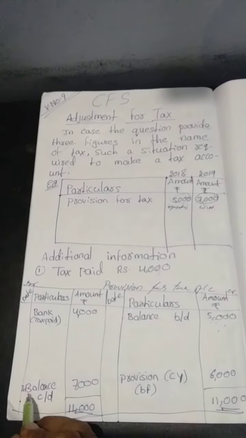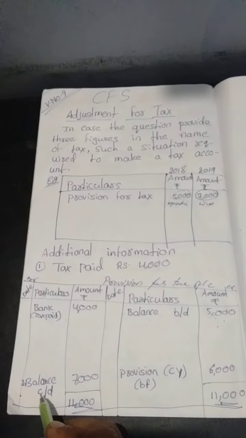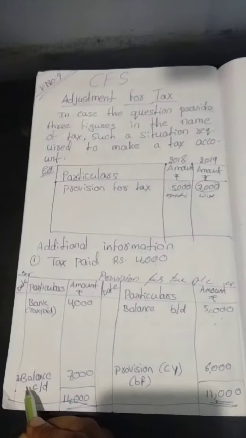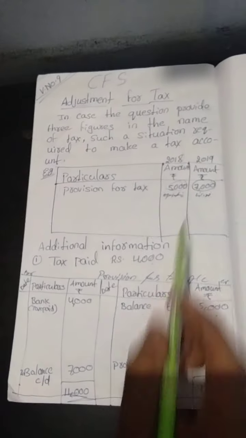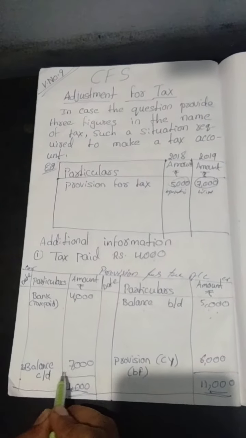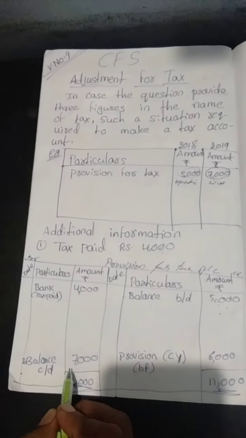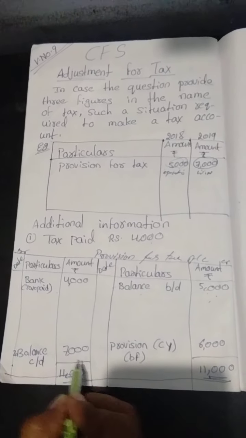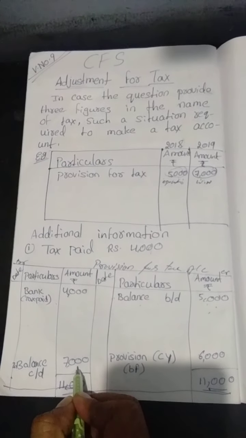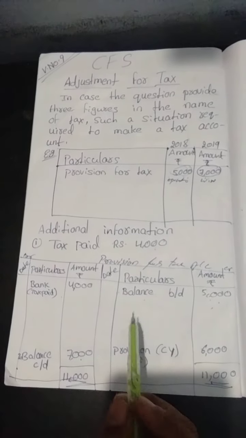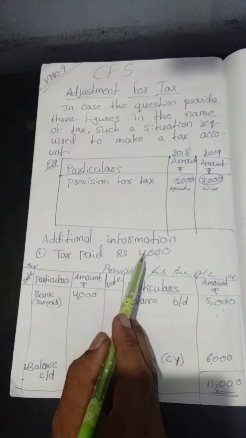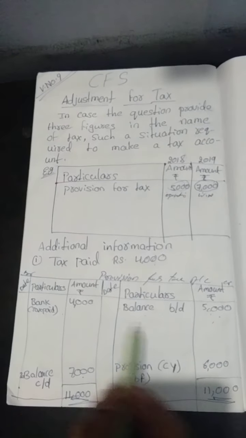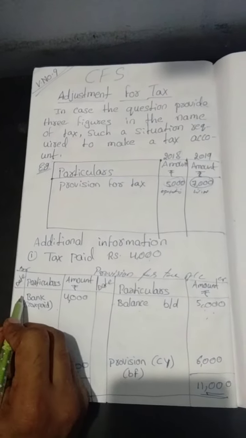This is the balancing figure. Balancing figure means balance carried down, that is the closing balance, so 7,000 we mention here. And another amount here, tax paid, this is the actual tax we paid in this year as cash, so we mention this amount here.